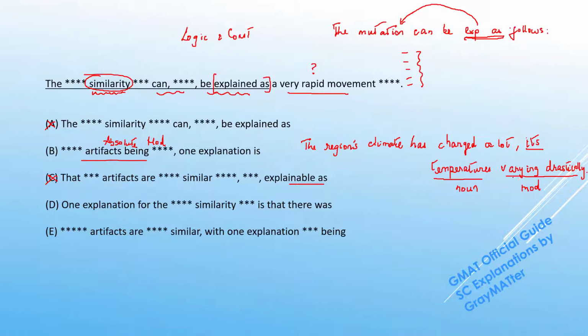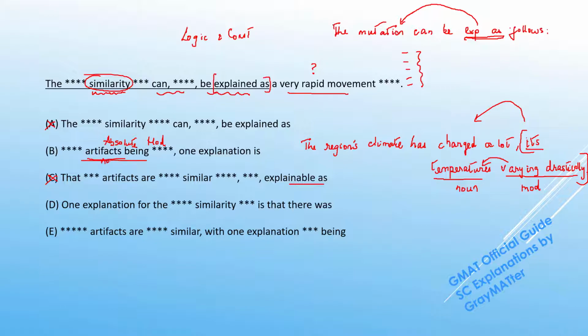So over here we're using the present participle form of vary, and this varying drastically, it's modifying the noun temperatures. But the purpose of an absolute modifier is to modify the entire clause here. So why has this region's climate changed a lot? Because its temperatures are varying drastically. So this is one way in which the meaning can be modified. But yes, the meaning has to be impacted, and absolute modifiers can be placed at the beginning or the end of the clause itself.